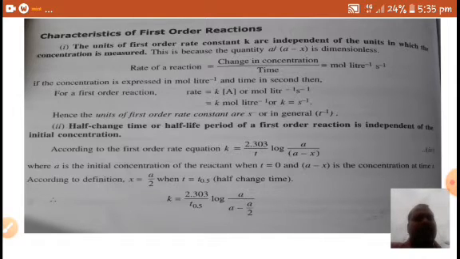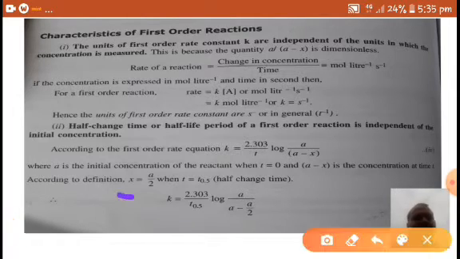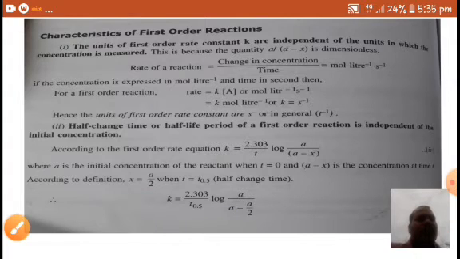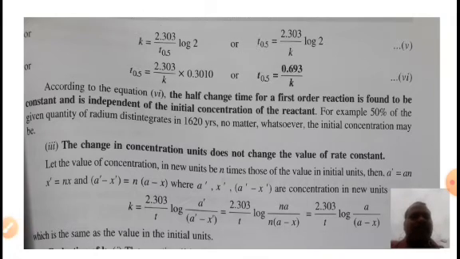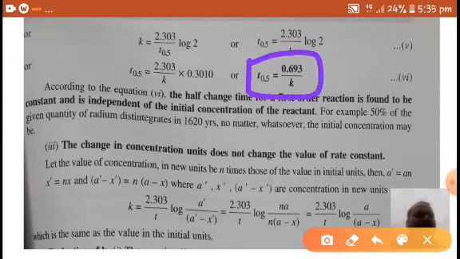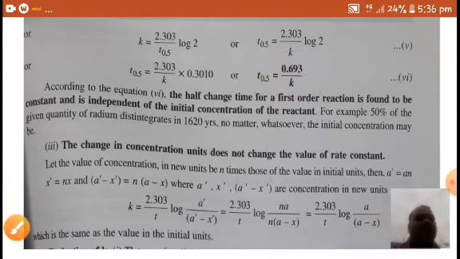By substituting t is equal to t half and x is equal to a by 2, we have already derived this equation for half-life. So we got this equation, t half, here represented as t 0.5, is equal to 0.693 by k. From this equation we can say that the half-change time for a first order reaction is found to be constant and is independent of the initial concentration of the reactant. So we have already discussed it.